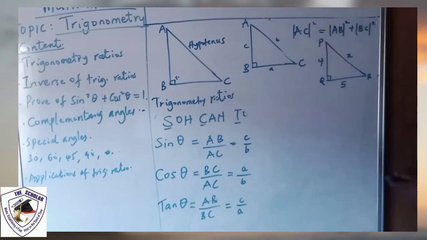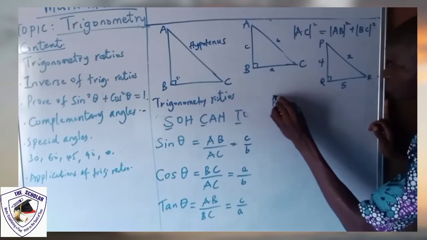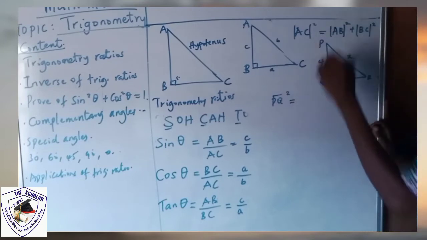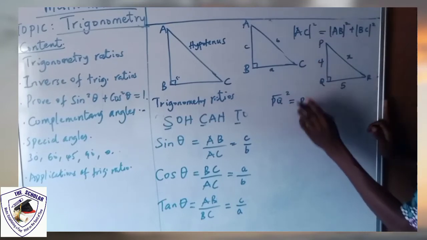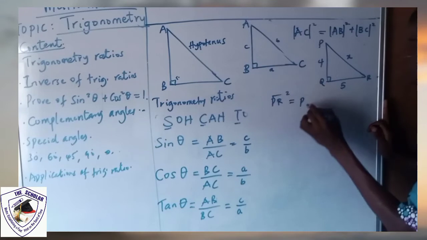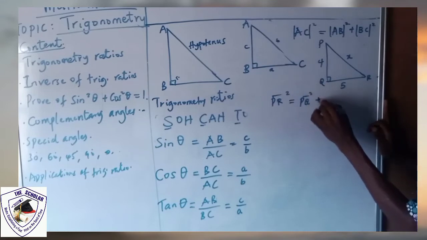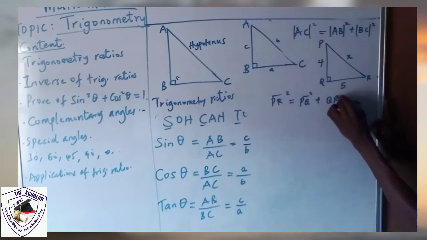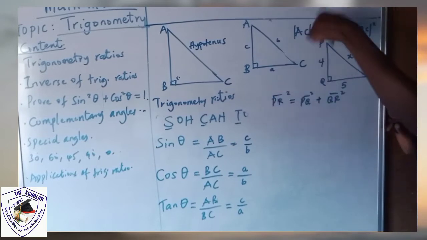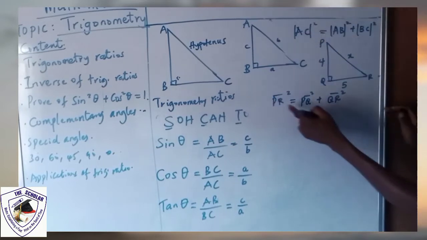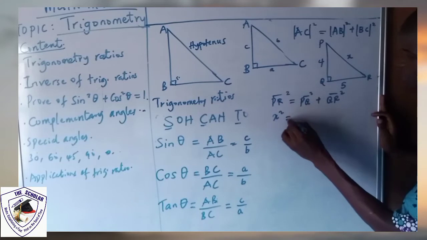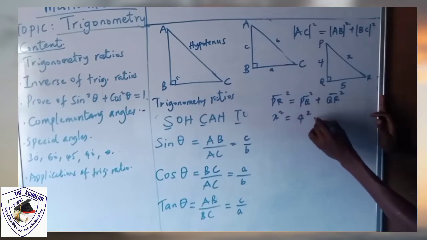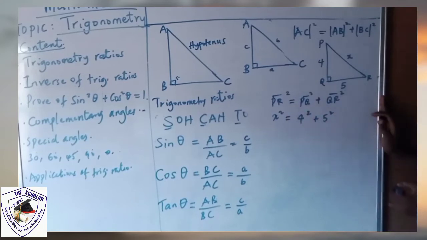The hypotenuse is what? PQ. So I have line PQ squared is equal to line PR squared plus line QR squared. This is another way to write the line if I don't want to use double lines. So substituting that means I have what? x squared is equal to what? 4 squared plus 5 raised to power 2.